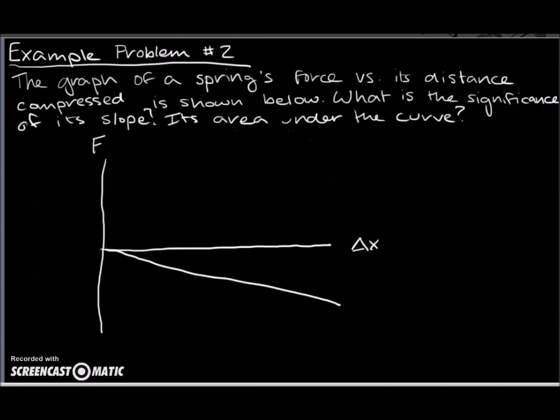Let's do another problem. Example problem number 2. The graph of a spring's force versus its distance compressed is shown below. What is the significance of its slope? What is the significance of its area under the curve as well?